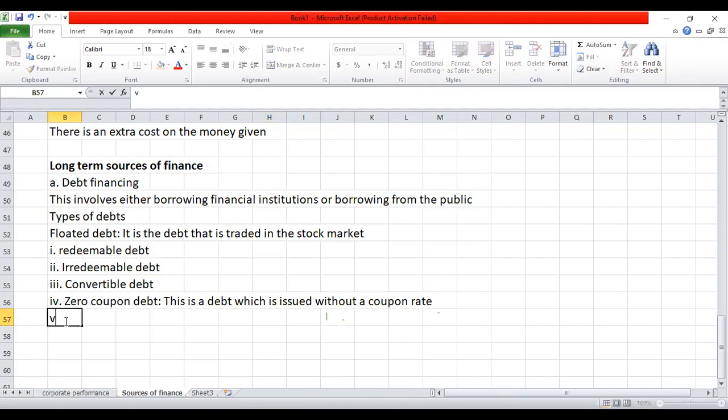So another thing that we can talk about here is what we call a deep discount debt. Deep discount debt is a debt that is sold below its market price. It is just like a sweetener. You are attracting investors to buy your debt. Then the debt is issued below the market price. That's what we call a deep discount debt.